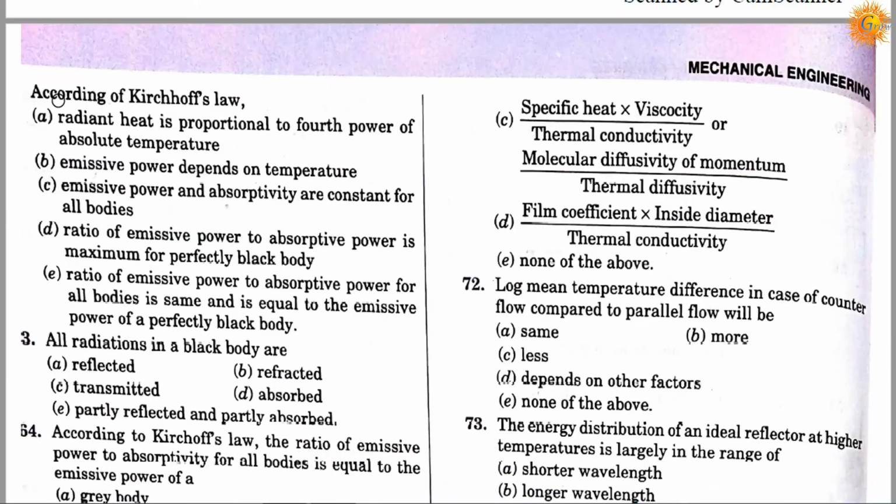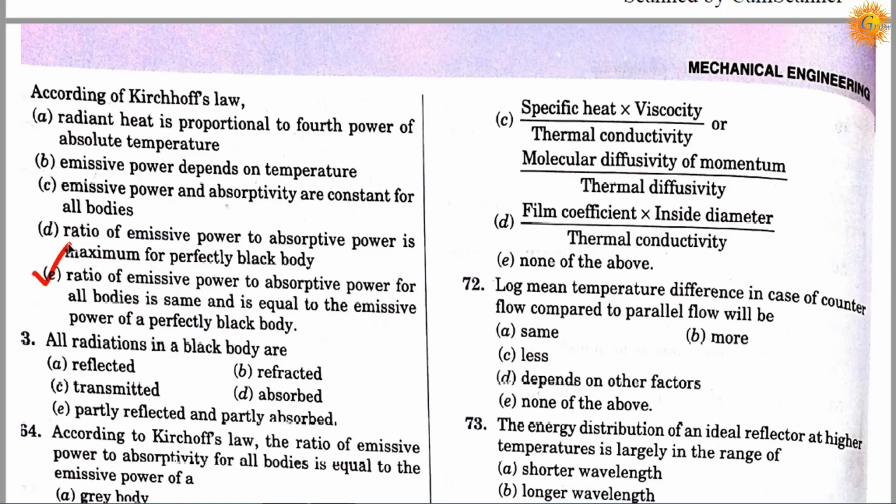Question number 62. According to Kirchhoff's law, option A, radiant heat is proportional to fourth power of absolute temperature. Option B, emissive power depends on temperature. Option C, emissive power and absorptivity are constant for all bodies. Option D, ratio of emissive power to absorptivity is maximum for a perfectly black body. Option E, ratio of emissive power to absorptivity for all bodies is the same and is equal to the emissive power of a perfectly black body. So the correct answer is E.